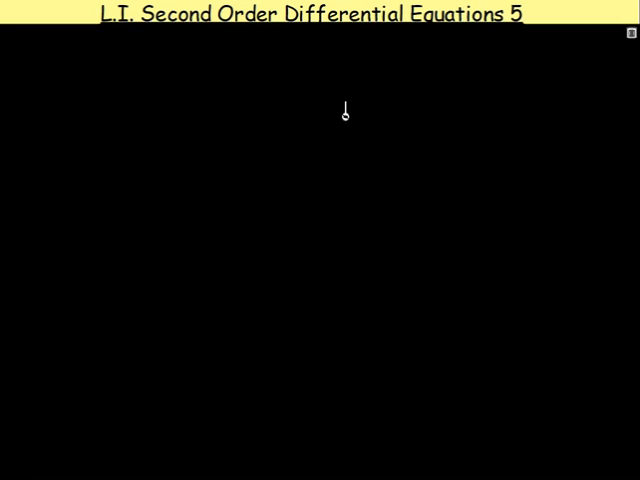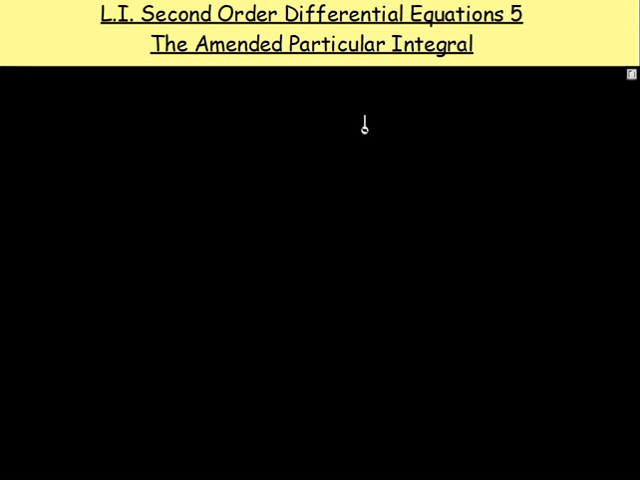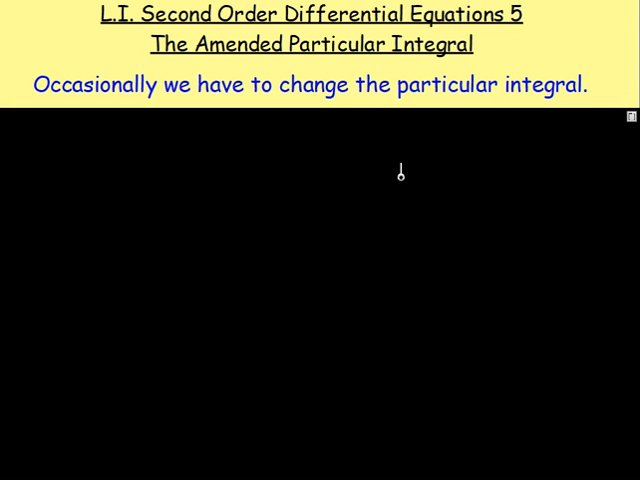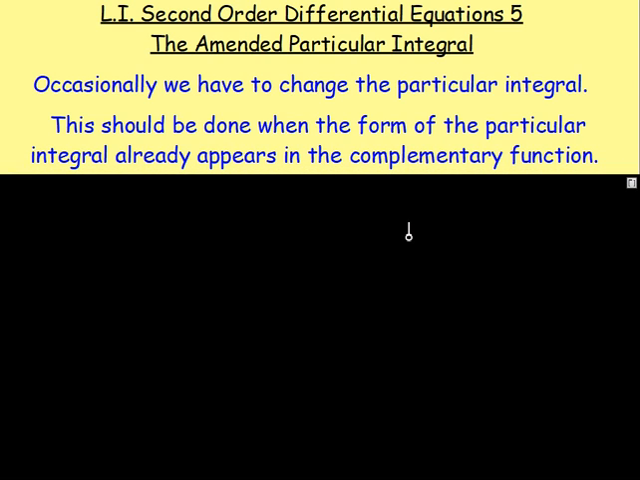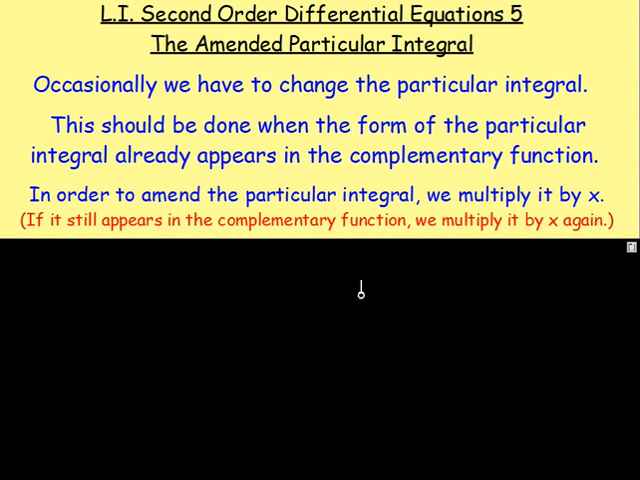You'll notice in the other videos when it comes to choosing the particular integral, I say try this. And the reason I say try is because sometimes your particular integral does not work and we have to change it. This has to be done when the form of the particular integral already appears in the complementary function, which you will have found before that. The way we change the particular integral is to just multiply it by x. If that already appears in the complementary function, you multiply by x again.